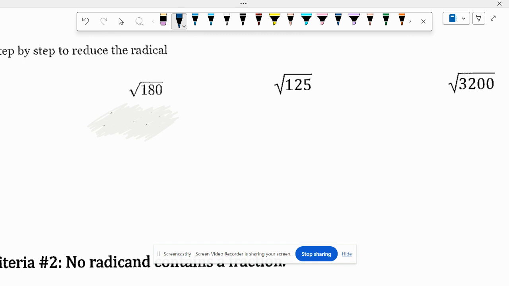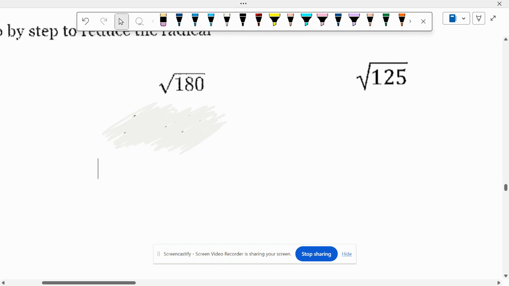I want a perfect square. I want you to look at your perfect squares. 4, 9, 16, 25. Is 180 divisible by 144? No. How about 9? I mean, it's 18, right? So you think that we could take 180 and divide it by 9? Yeah, I think so.